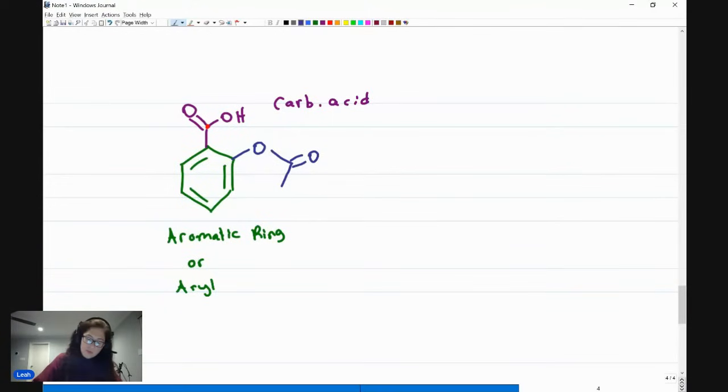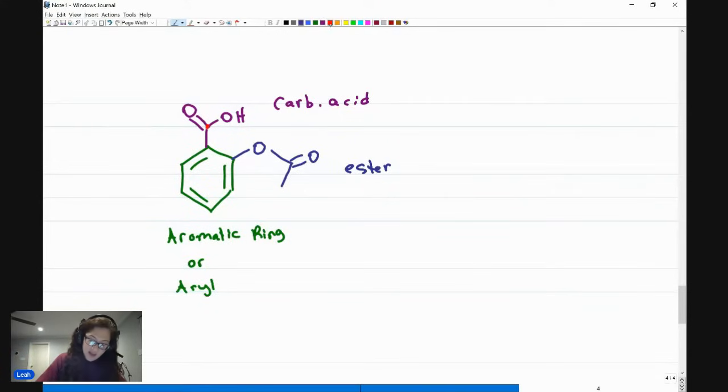But if I have a carbonyl with an oxygen on that same carbon, it kind of looks like it wants to be a carboxylic acid. But instead of having another hydrogen here, it has a whole other group attached to it. This is an ester. An ester is like a carboxylic acid with a chain that keeps going.